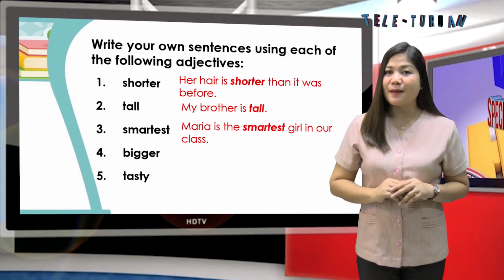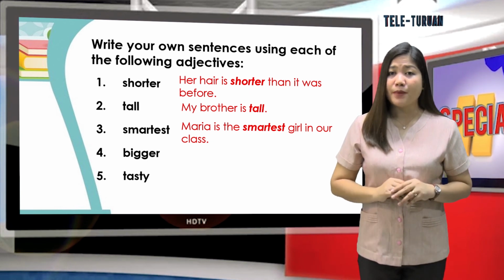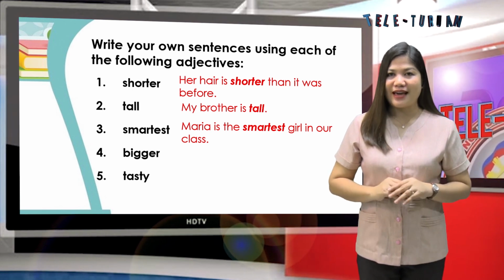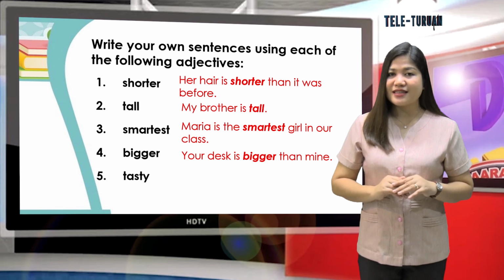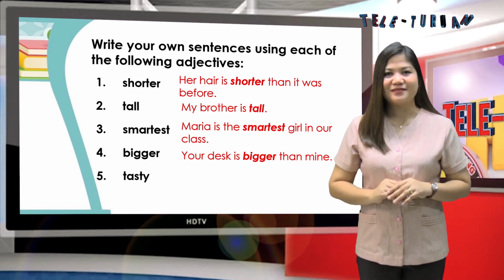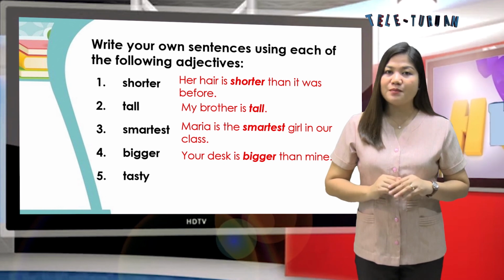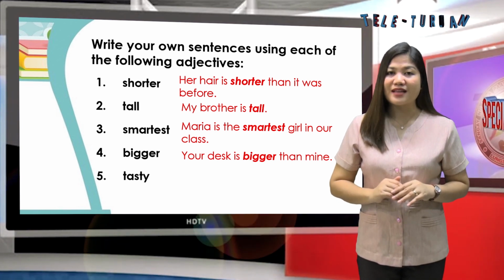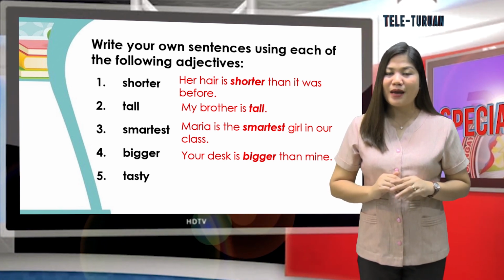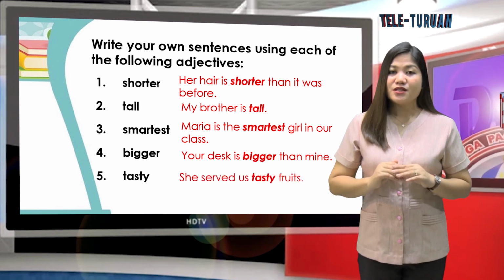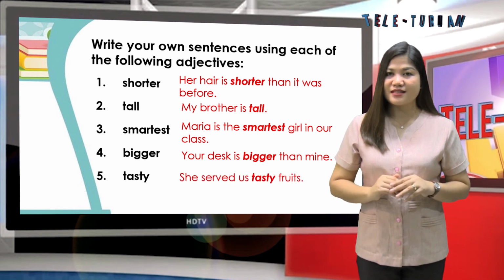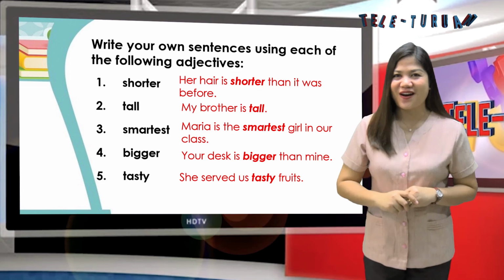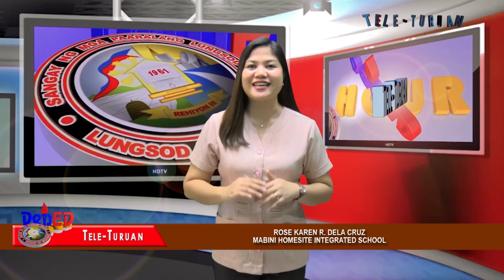Number 4 is bigger. The adjective bigger is in the comparative form. Your sentence may look like this. Your desk is bigger than mine. Number 5 is tasty. The adjective tasty is in the positive form. Your sentence may look like this. She served us tasty fruits. Good job! All your answers are correct. You did a great job.